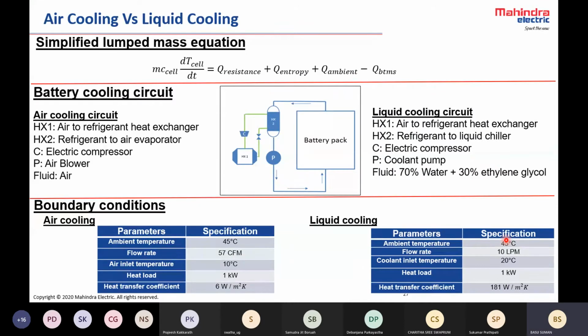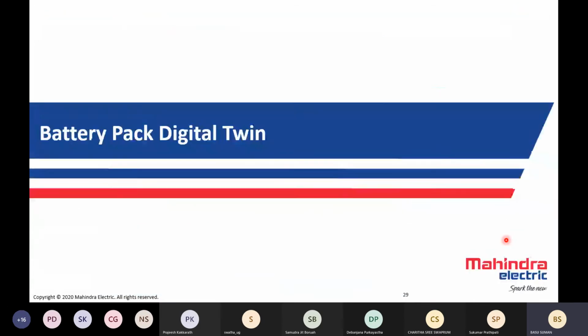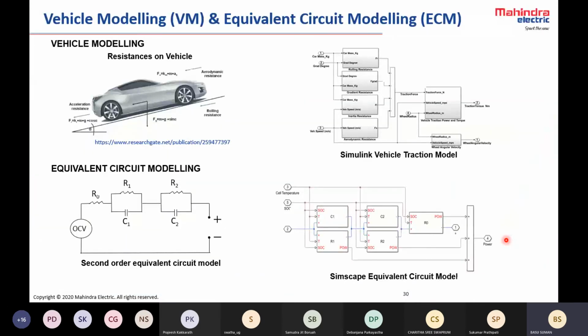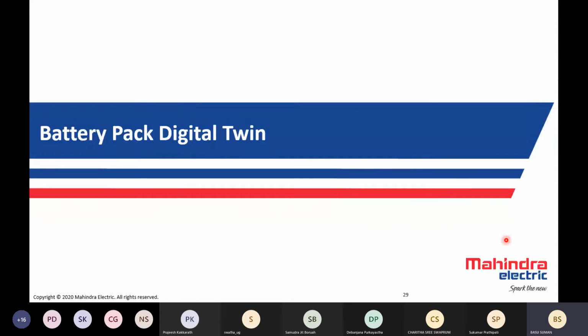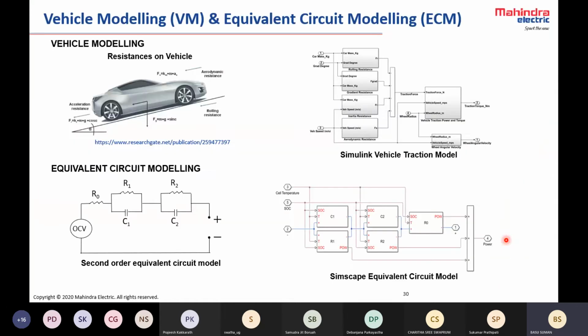Now, how do we do this? Okay, so this is just a comparison of air cooling and liquid cooling. So I will skip this one. I'll go to this important part, battery pack digital twin. This is a new concept that has come up in last few years. You might hear about digital twin from GE or from ANSYS or from Siemens, etc.